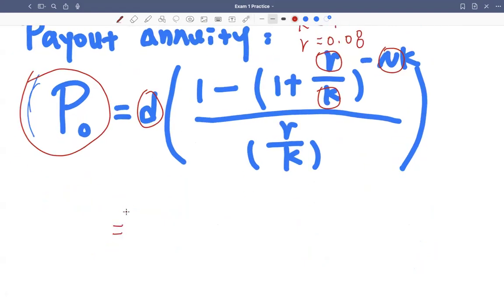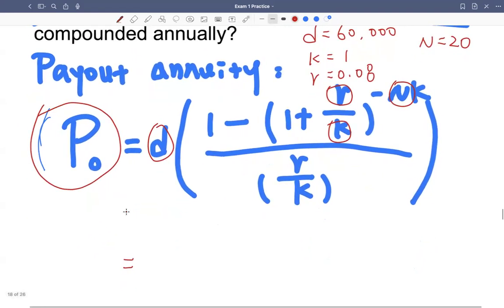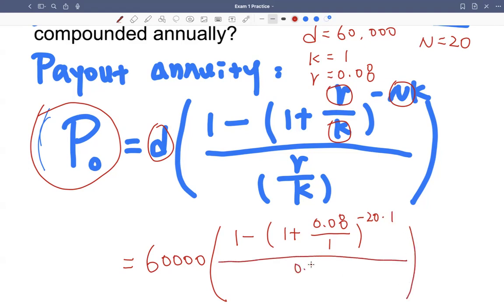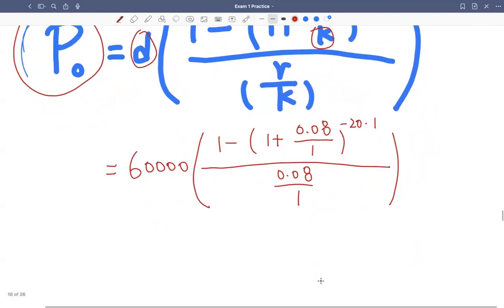So I have d equals 60,000. I'm writing 60,000 in the place of d, parentheses, 1 minus (1 plus r, which is 0.08, divided by k, where k is 1), then raised to negative n times k, where n is 20 and k is 1. That's the numerator. The denominator is r divided by k, which is 0.08 divided by 1. Now the rest is to do the calculations.